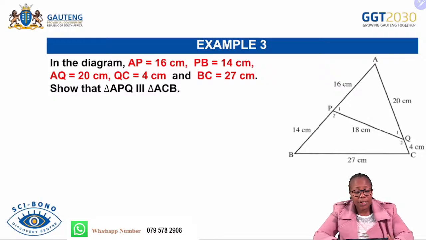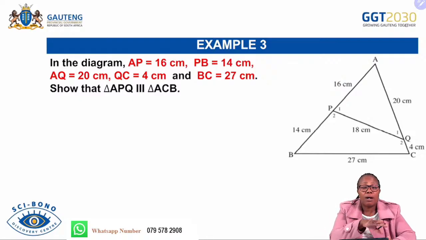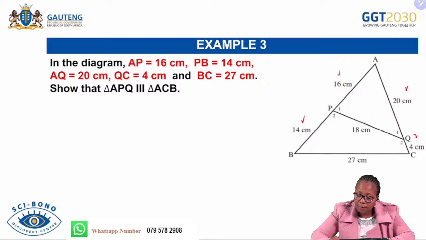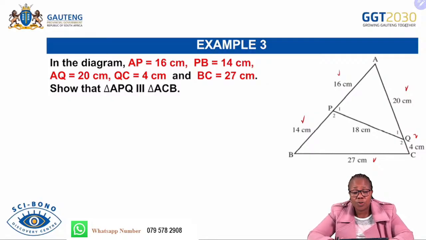And then example number 3. In the diagram, AP is equal to 16. Remember, we are checking now that all the given information is indicated on the diagram. So we have AP 16 centimeters, yes. We have PB 14, yes. We have AQ 20 centimeters, yes. We have QC 4 centimeters, yes. We have BC 27 centimeters. Yes, all the given information is on the diagram. We can now address the question.